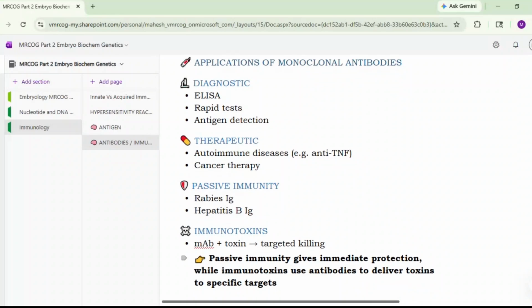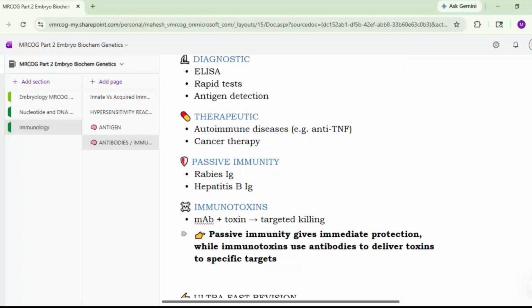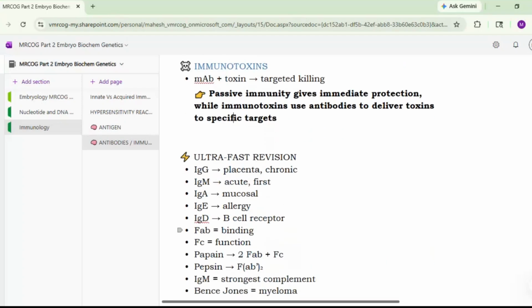Passive immunity gives immediate protection, while immunotoxin uses antibodies to deliver toxin to specific targets. So immunotoxin will deliver toxins to only specific targets. That is one of the functions of monoclonal antibodies.